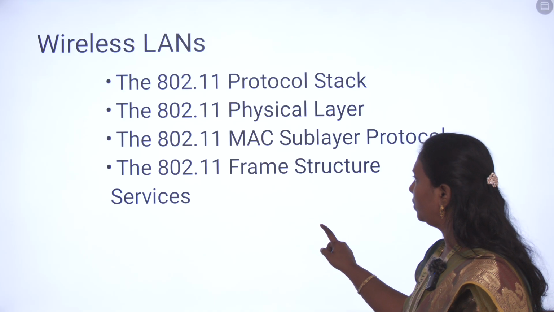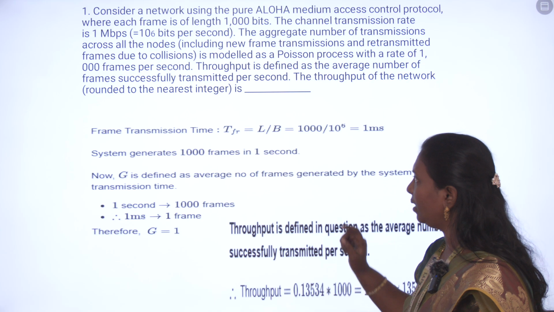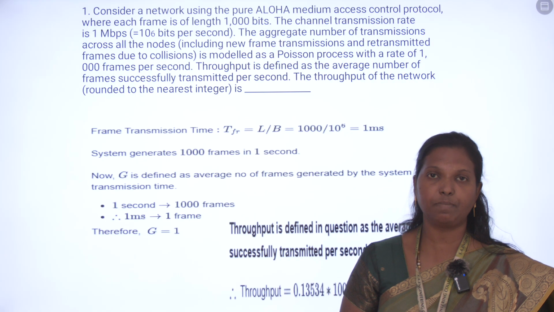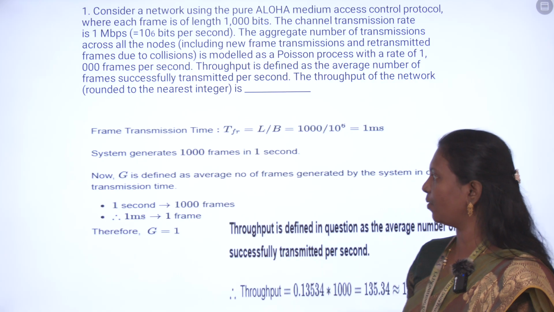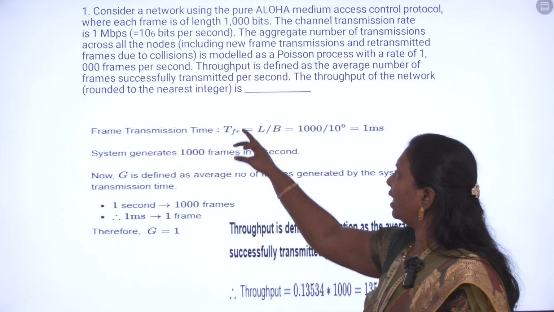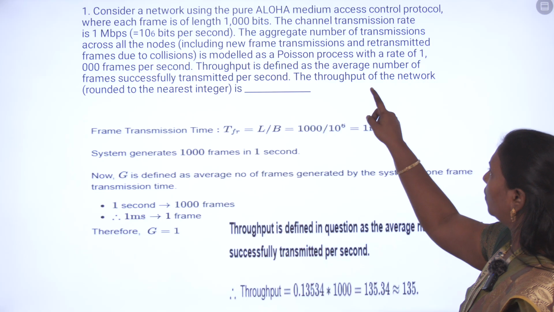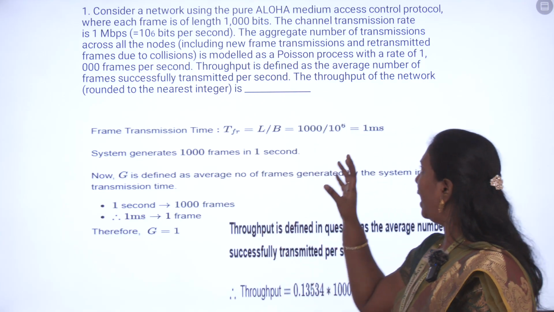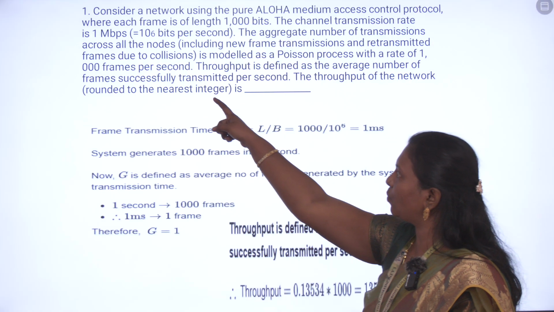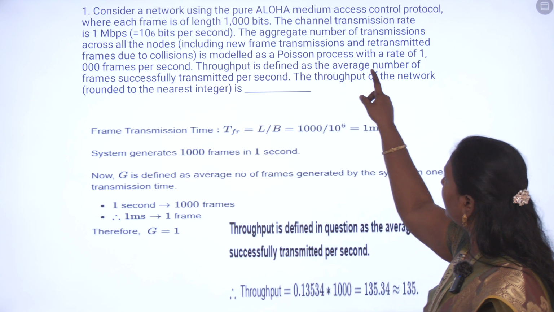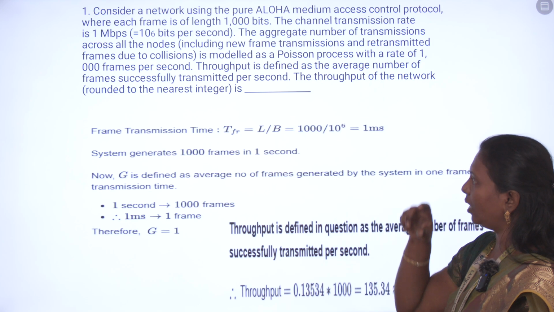And now we move on to the questions, which GATE aspirants can concentrate on, because repeatedly they will ask for CSMA and the calculations of bandwidth and delay. So when we have these questions, they give the Aloha medium, with a frame length of 1000 bits, and the channel transmission rate is 1 Mbps, and it's up to the aggregate number of transmissions with a new frame set.